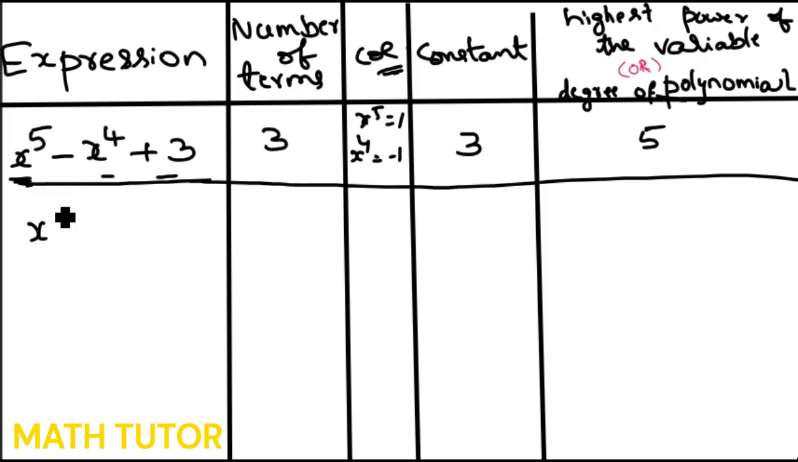In the next example, x cube minus 1. Here the number of terms is 2. The coefficient of x cube is equal to 1. And what is the constant here? It is minus 1. And what is the degree of the polynomial? That is nothing but the cube, that is 3.